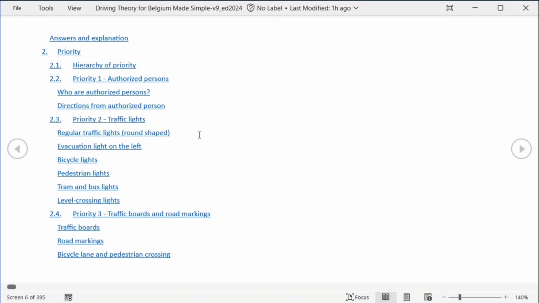Next, we move over to traffic lights. And here we will talk about the regular traffic lights, the round shaped traffic lights, so the different kinds of traffic lights. Then we will also talk about the evacuation light. What is an evacuation light? How do you identify that it's an evacuation light? What are the things you should remember when you see an evacuation light? Those things. And then we'll talk about bicycle lights, pedestrian lights, tram and bus lights.